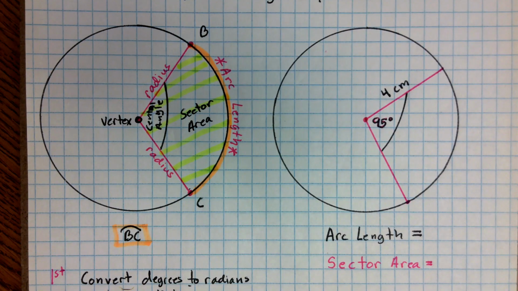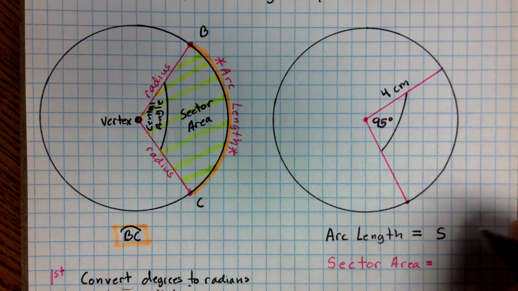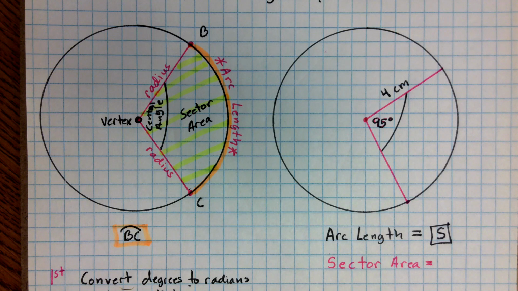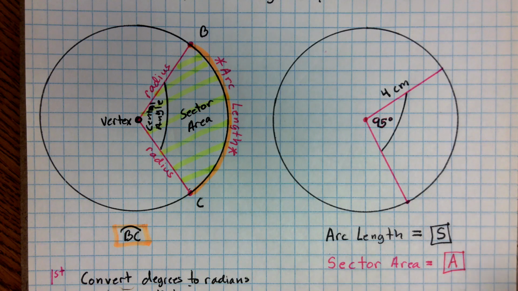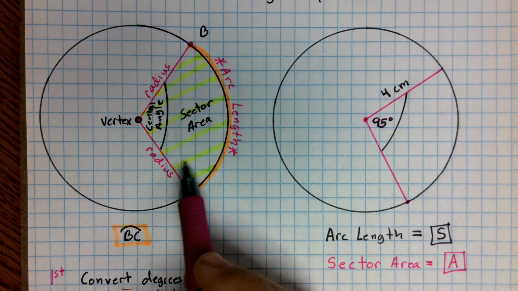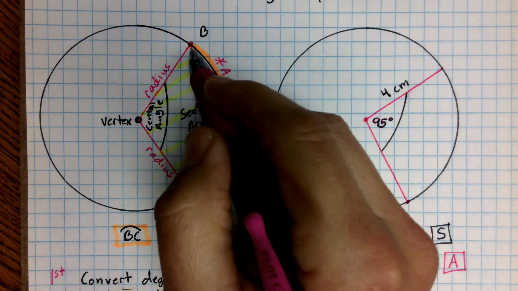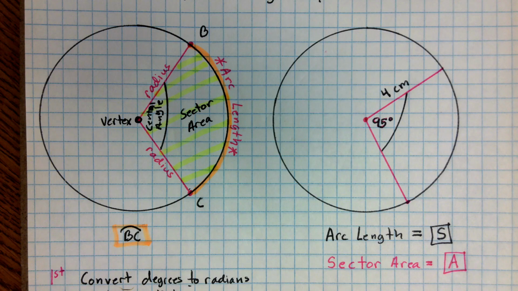So those are two things we're looking for. When we talk about arc length, we're going to use a formula, and arc length is represented by the variable s. When we talk about sector area, we're going to use an A for the variable that represents the area of the sector. In other words, A represents how many units can fit inside of here, while s represents the length from one point to the other on the arc.